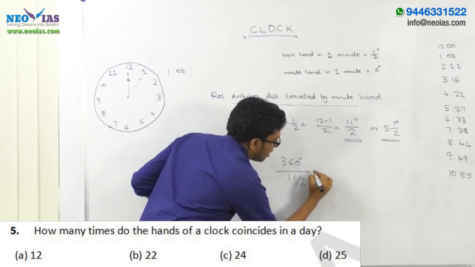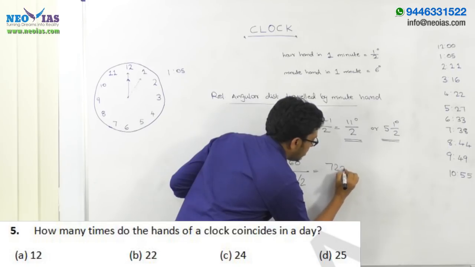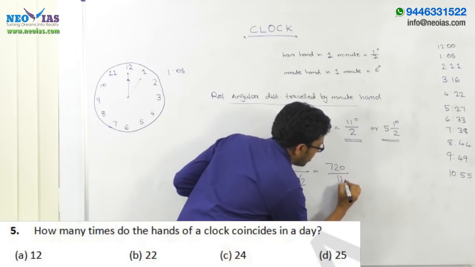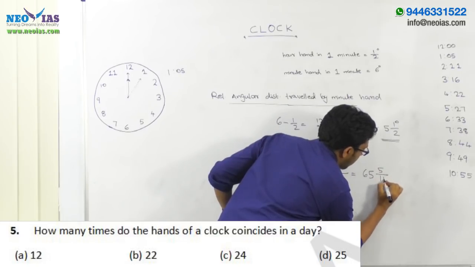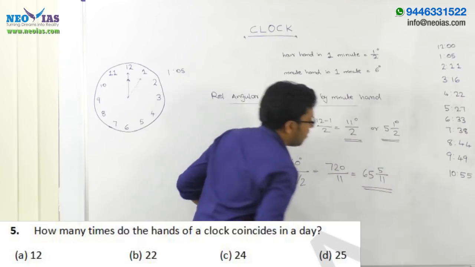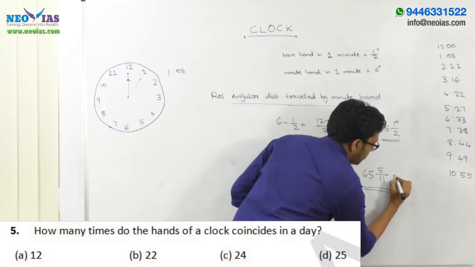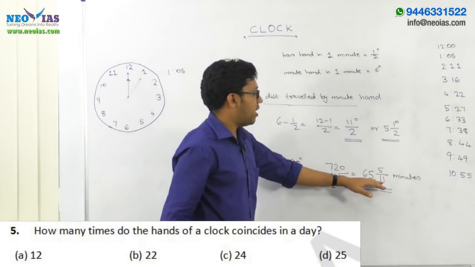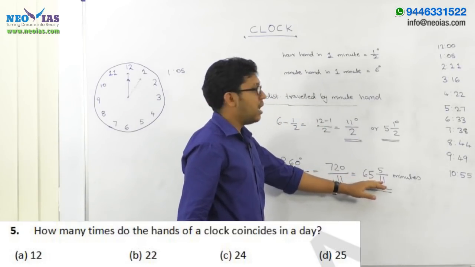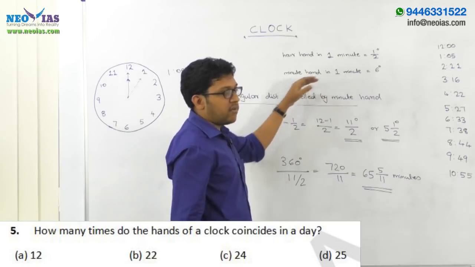How many degrees are there in 360 degrees? The answer will be 720 by 11, which is equal to 65 5 by 11. What does this 65 5 by 11 indicate? It will be in minutes. This 65 5 by 11 is the time taken by the minute hand for the next coincidence from the previous coincidence.